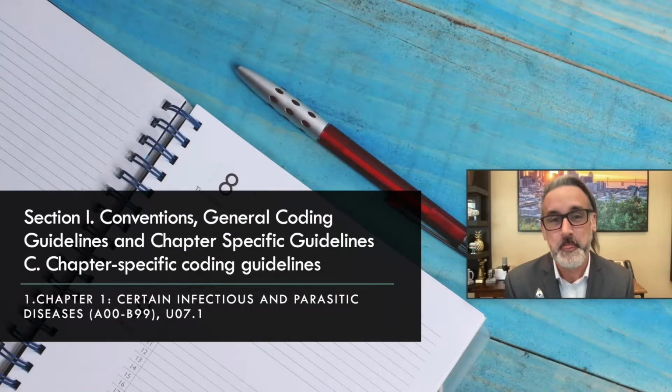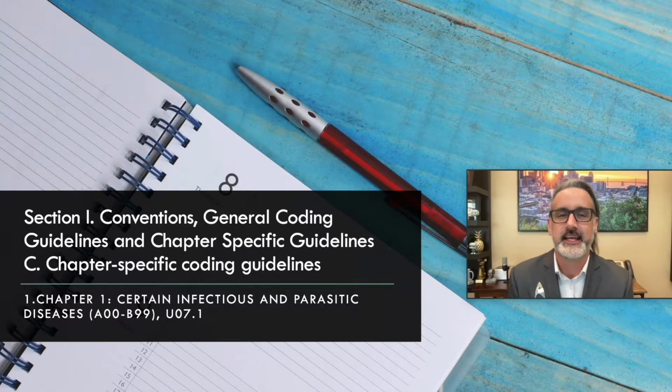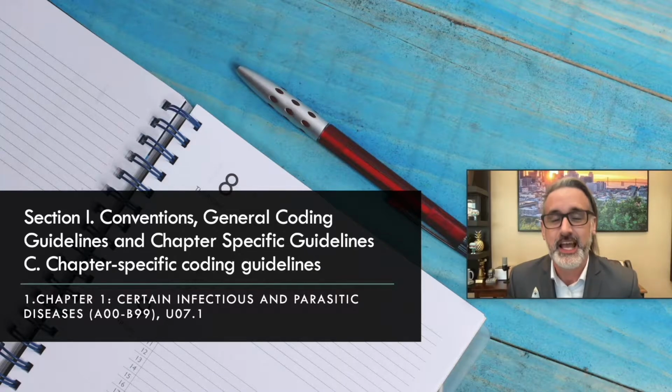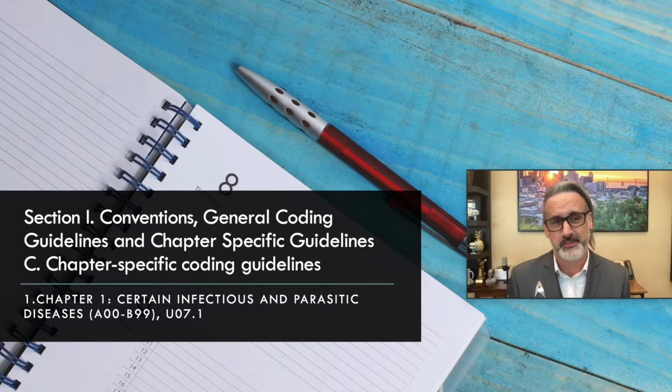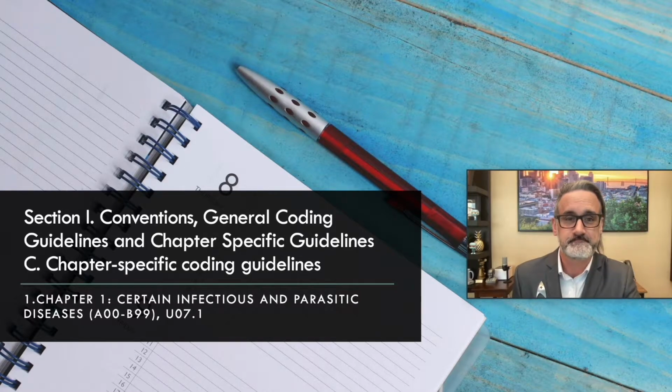Welcome back, everyone. So today we'll be having our third installation on reviewing the ICD-10-CM Guidelines. And today we're in Section 1, Part C, and this is the first one that we'll be looking at for the chapter-specific guidelines, which will be for Part 1, which covers Chapter 1, Certain Infectious and Parasitic Diseases. That brings us to categories A00 through B99, and also starting this year in 2021, including the new code U07.1.